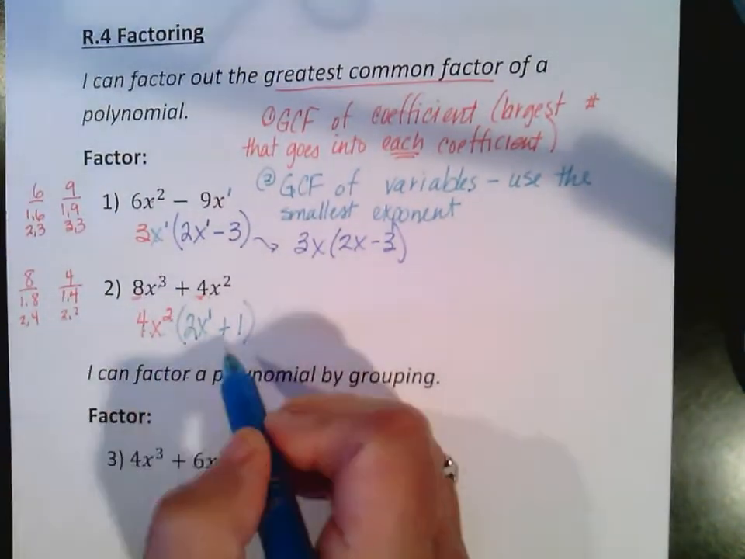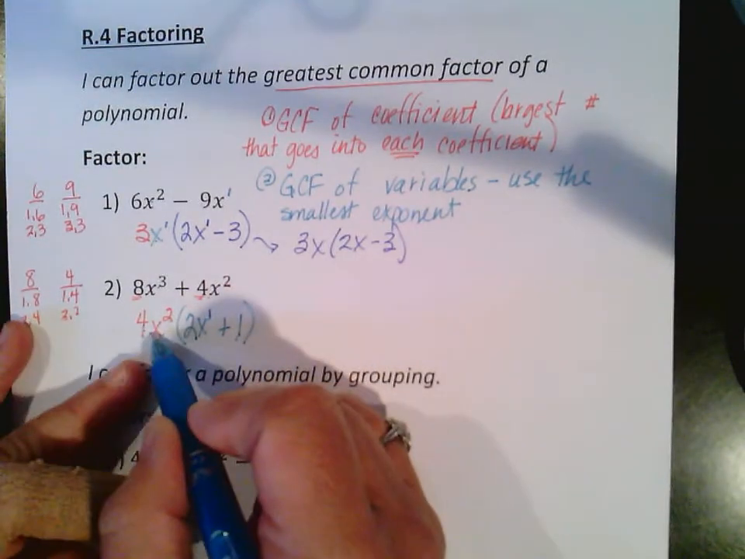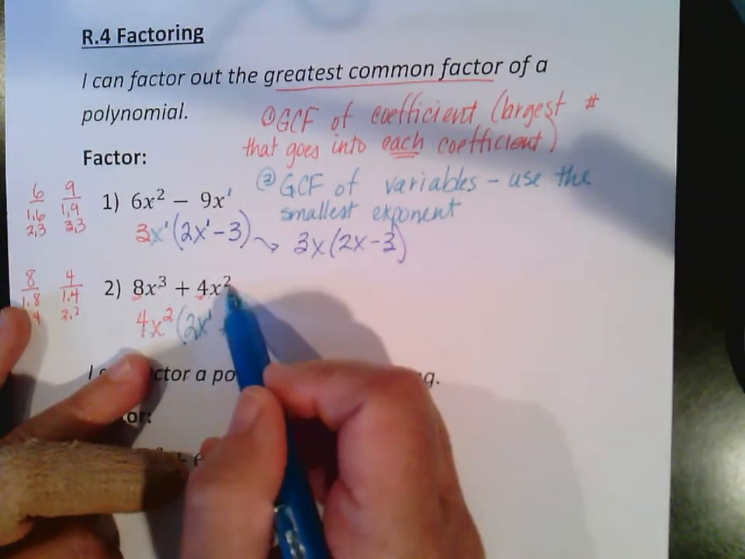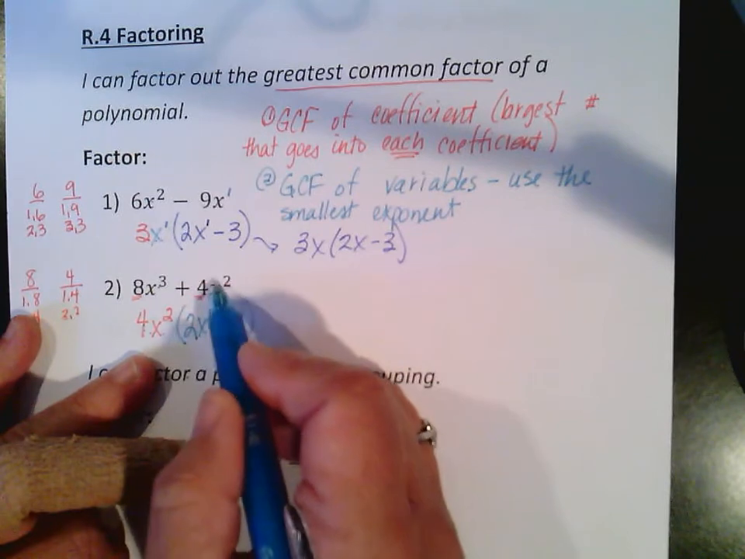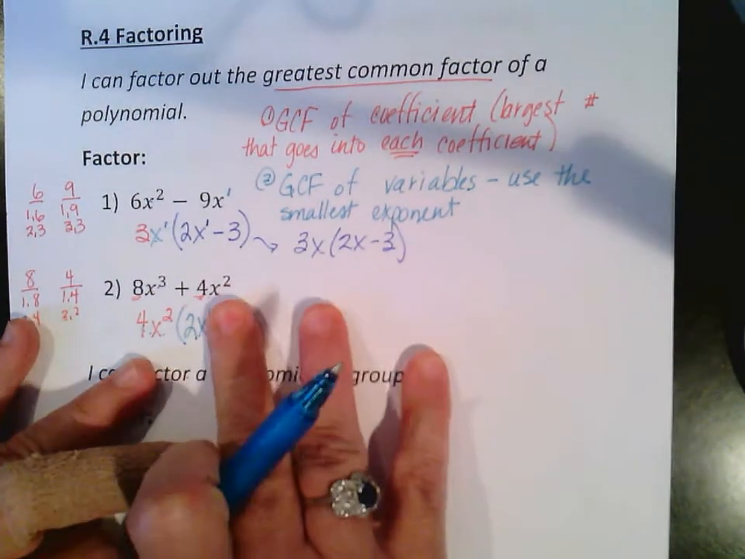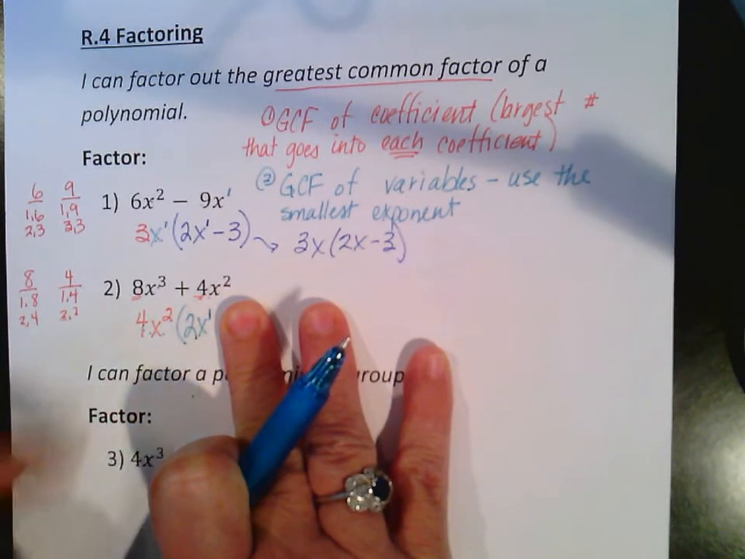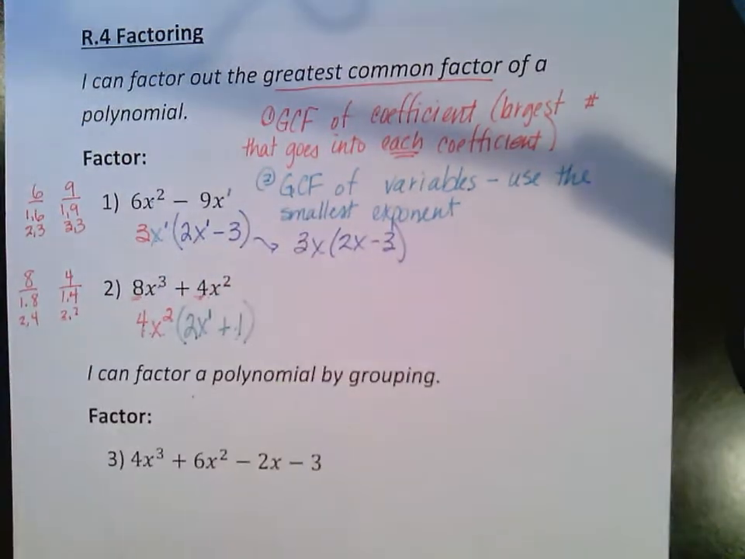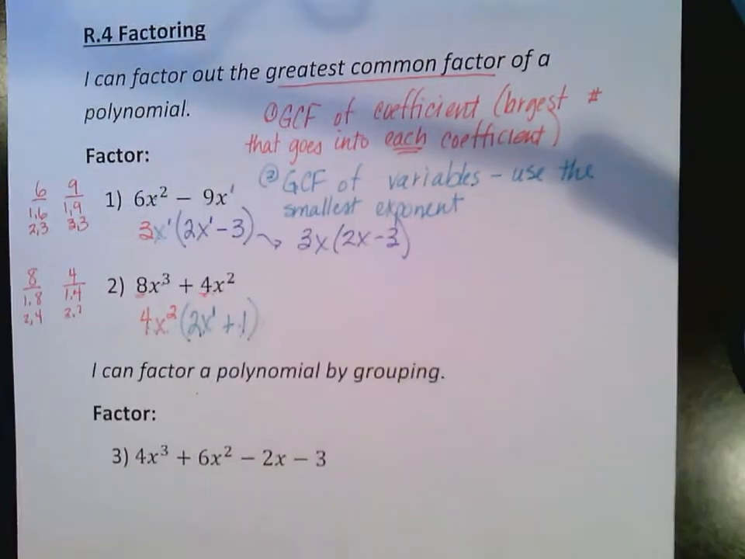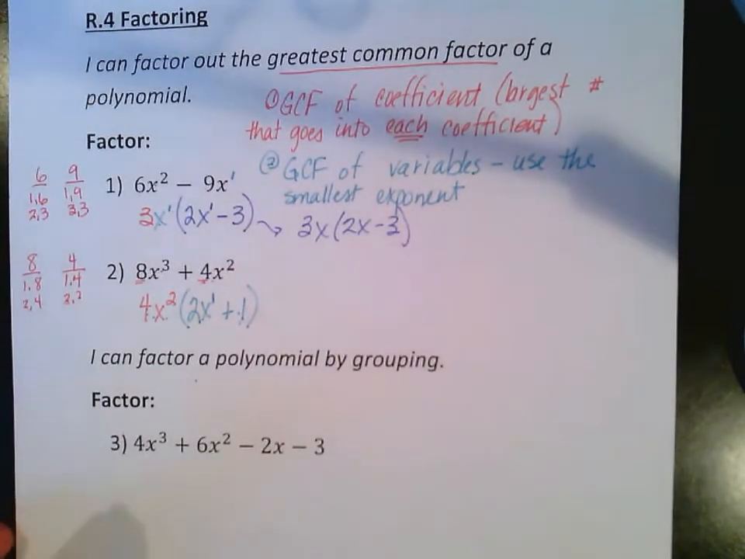Do not leave off this 1. Okay, if this happens to be the exact same term, you're multiplying it times 1 to get that. If you leave that off and you just say 4x squared times 2x to the first, that gives me 8x to the third, but it doesn't give me what I started with. You need that 1 to multiply back to what you started with. Okay, so that's greatest common factor.